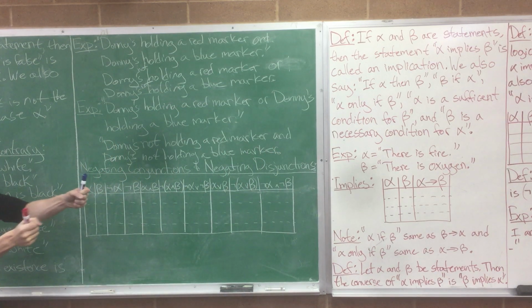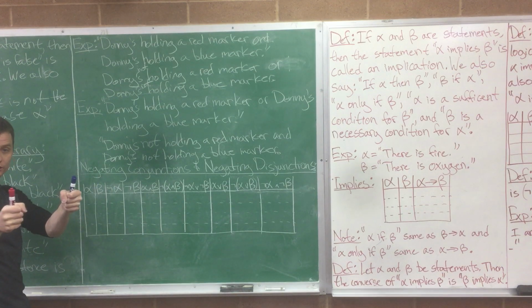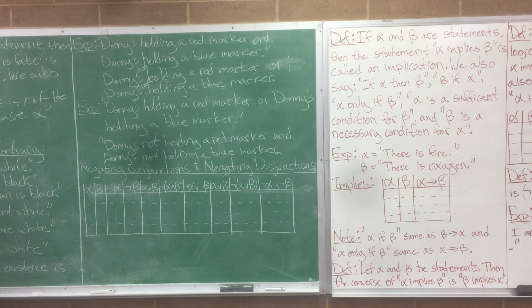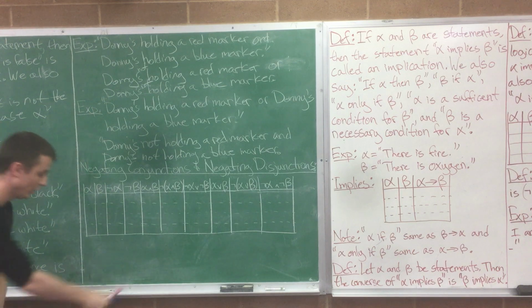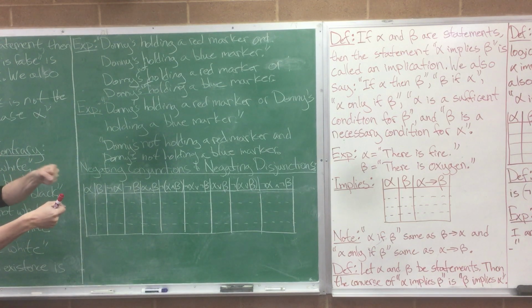Set up our scenario. Donnie's holding a red marker. Donnie's holding a blue marker. Yes. True? True? Donnie's not holding a red marker and Donnie's not holding a blue marker. False. So the top one was true. That one was false.